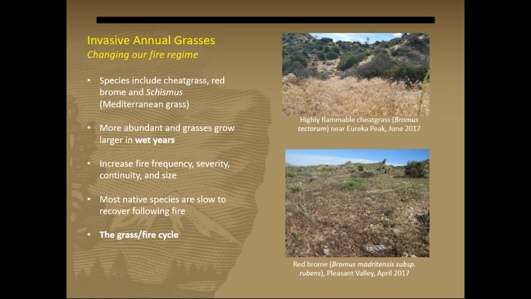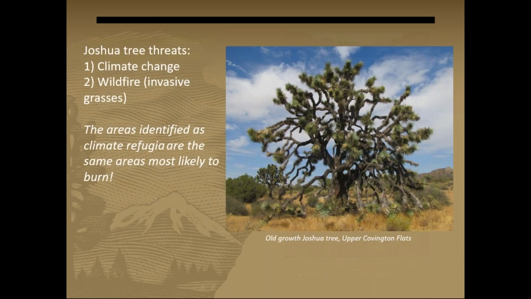And so we can get what's called the grass fire cycle, where an area that's burned is more likely to burn again because these invasive annual grasses do very well following fire. They come right back. The native species don't come back as well, with a few exceptions. And we have areas in the park that have burned 3 times since the 1970s. So this is pretty problematic.